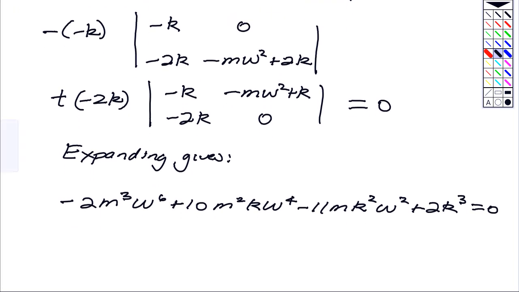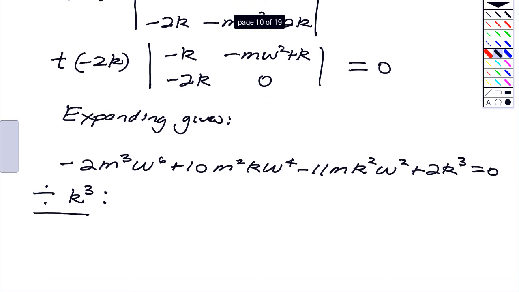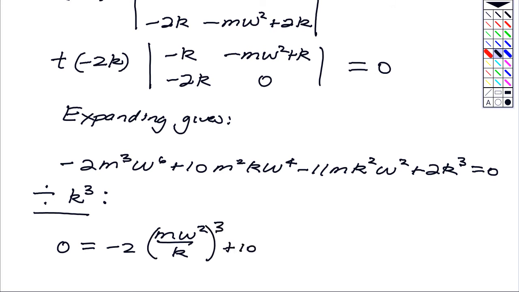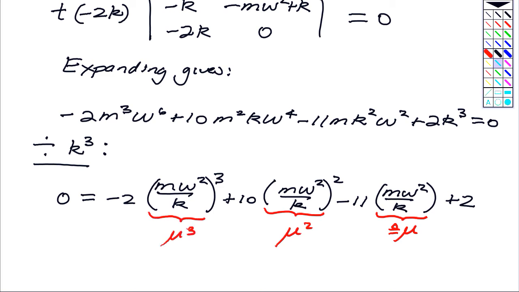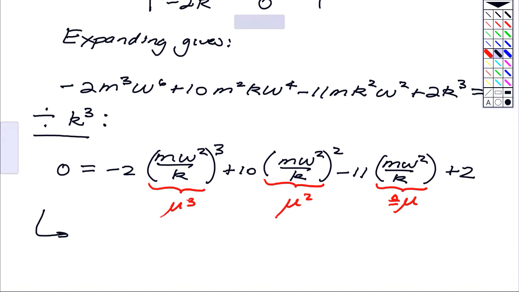What I'm going to do to help us in solving is I'm going to divide this equation by k cubed. And what I'm going to get is this: minus 2 (m omega squared over k) cubed plus 10 (m omega squared over k) squared minus 11 (m omega squared over k) plus 2. And the reason for doing this is I'm going to call this parameter mu. This is just a name. So therefore, with that choice, this becomes a mu squared, and this becomes a mu cubed. And the advantage of writing it this way is that the characteristic equation in terms of mu is all in terms of numbers.